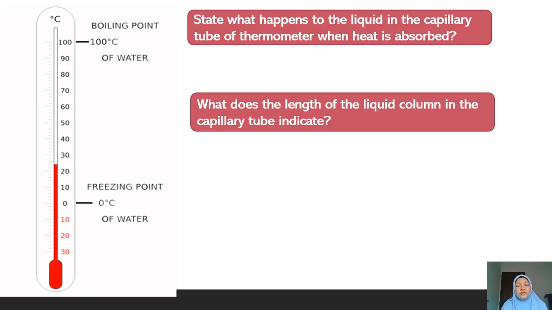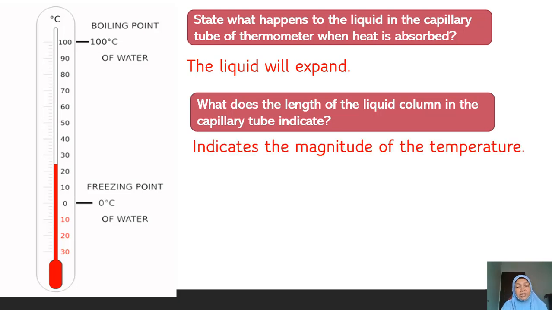First question, state what happens to the liquid in the capillary tube of the thermometer when it is heated. So the liquid will expand. What does the length of the liquid column in the capillary tube indicate? It indicates the magnitude of the temperature. So the higher the liquid expands, it means that the temperature increases.